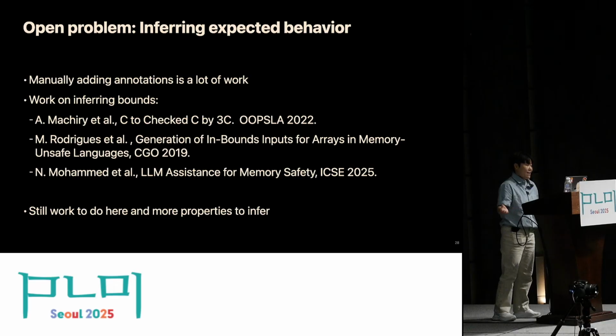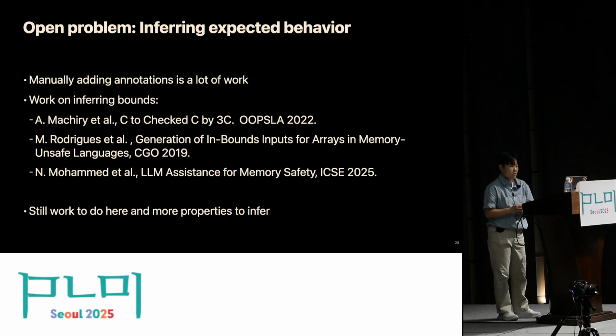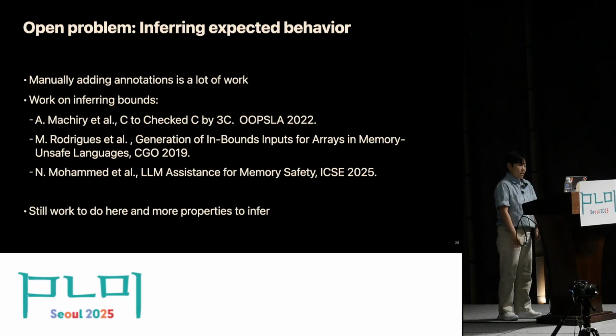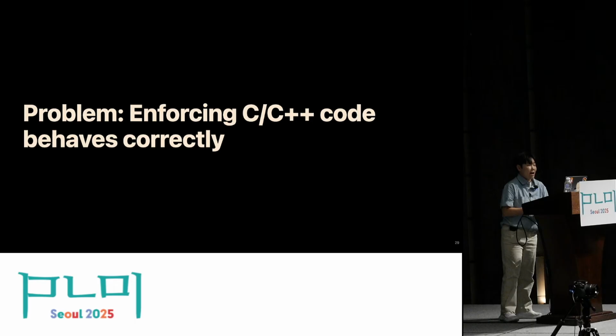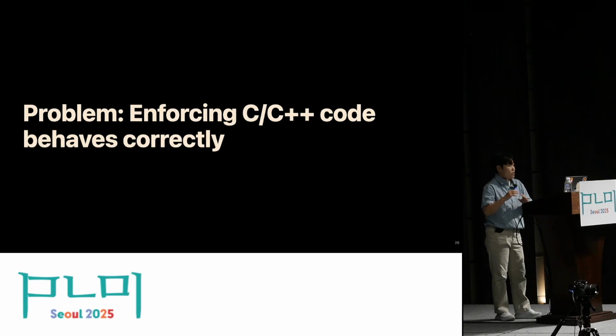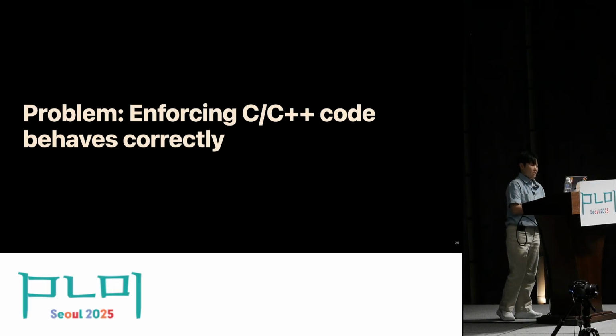However, manually adding all those annotations is a lot of work. So it's important to reasonably infer them automatically. There's a body of research about inferring bounds, but more research is needed to infer other safety properties. And even inferring bounds is not conclusive. While securing the boundary is a good start, we don't want to ignore the fact that as long as C and C++ remain unsafe, bugs there can override the safety guarantees made in the safe language and at the boundary.